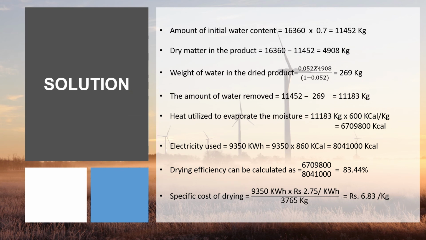Then finally we calculate the specific cost of drying. It is the ratio of cost of drying divided by the finished product. The cost of drying can be calculated. The electricity used here is 9350 and 1 kilowatt hour electricity costs rupees 2.75. Then we multiply 9350 into rupees 2.75, then we calculate the cost of drying. Then specific cost of drying equal to cost of drying divided by the finished product. Here the finished product is 3765. Then we calculate the specific cost of drying. It is coming out as 6.83 per kg.